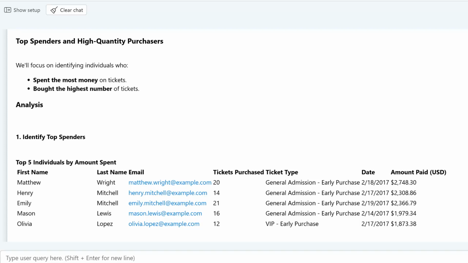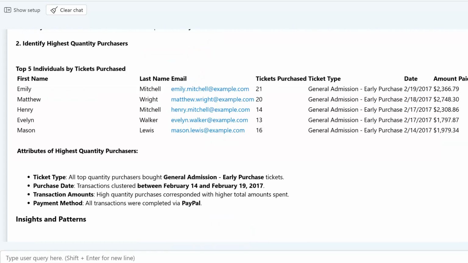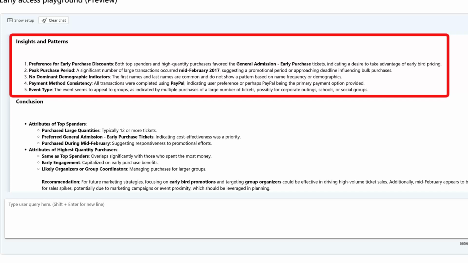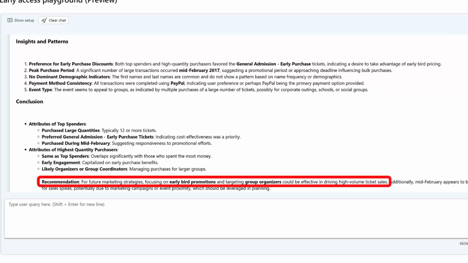First, tabulating the number of tickets purchased and the total amounts paid, and then giving us an analysis of the attributes of those top spenders. We see it take the same approach for the highest quantity purchasers. And finally, it gives us some useful insights and patterns that it drew from this data. And it even gives us a recommendation for driving future high-volume ticket sales.